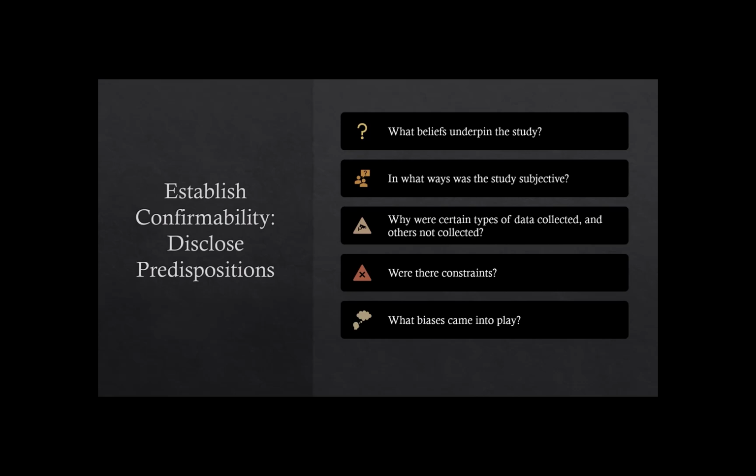Asking questions such as, what beliefs underpin the study? In what ways was the study subjective? Why were certain types of data collected and others not collected? Were there any constraints to the study? And what biases came into play? This has been a presentation on the 4 new paradigms of data collection, moving from quantitative to qualitative to virtual.